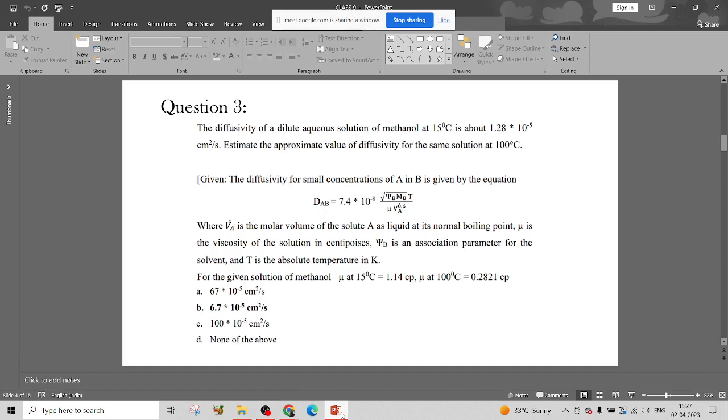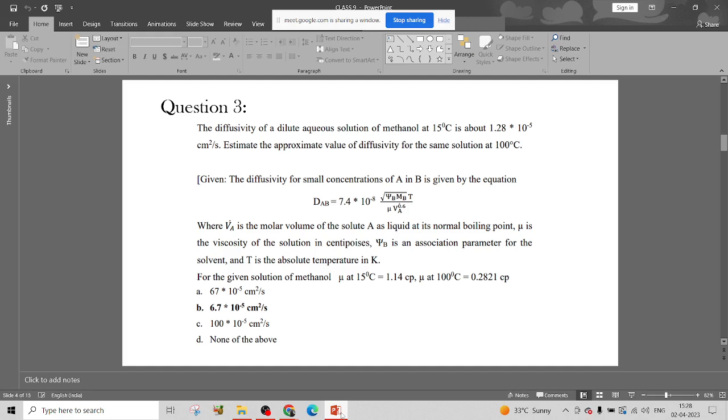The diffusivity of a dilute aqueous solution of methanol at 15 degrees Celsius is about 1.28 times 10 to the power minus 5 centimeter square per second. Estimate the approximate value of diffusivity for the same solution at 100 degrees Celsius. So the diffusivity at 15 degrees Celsius is given for an aqueous solution, and we have to find it at 100 degrees Celsius.